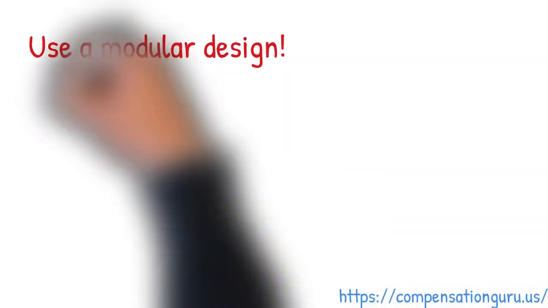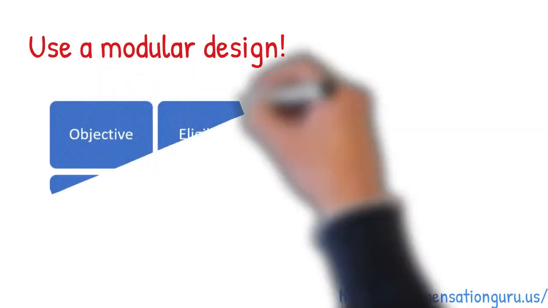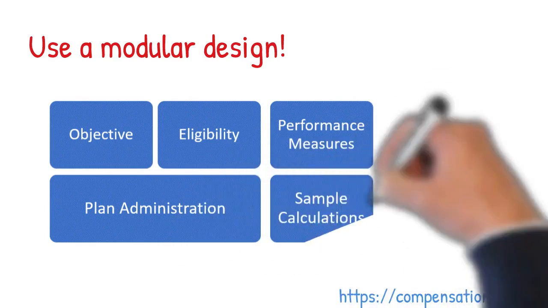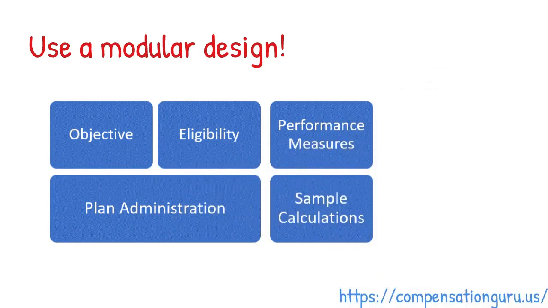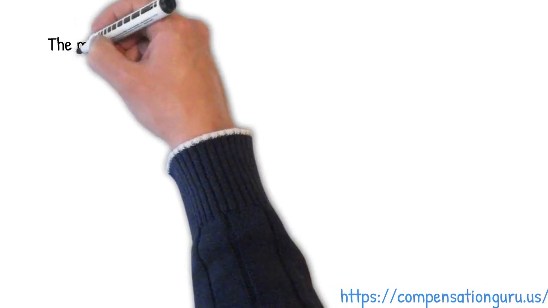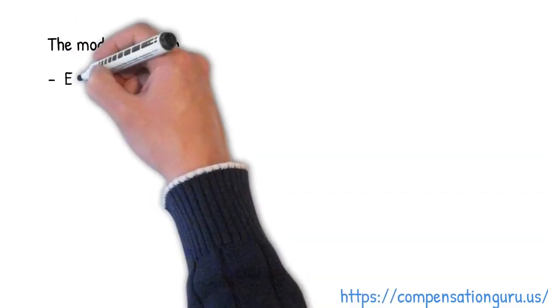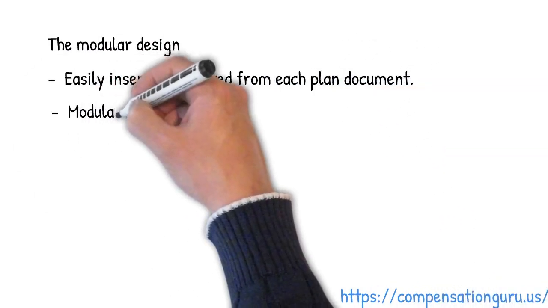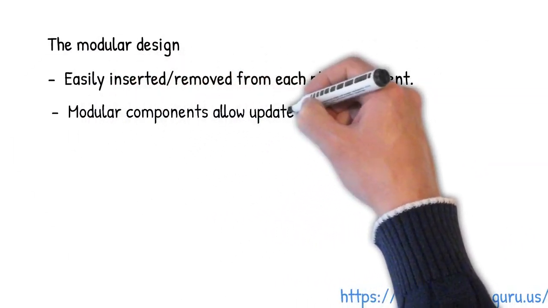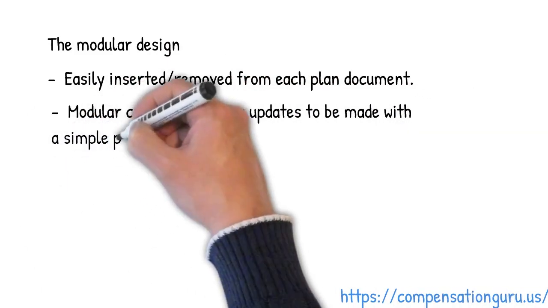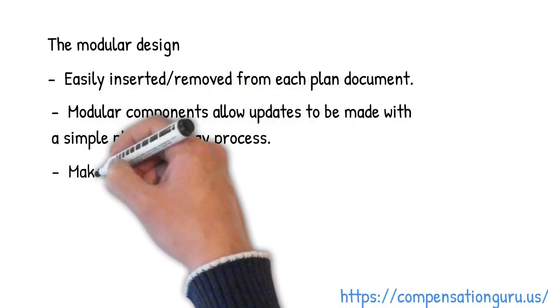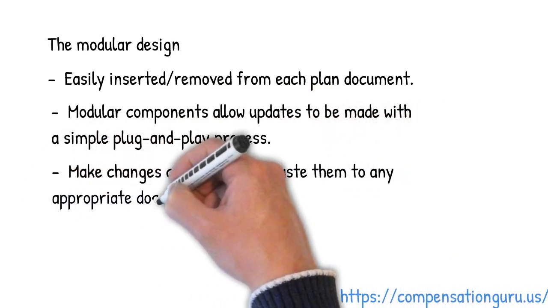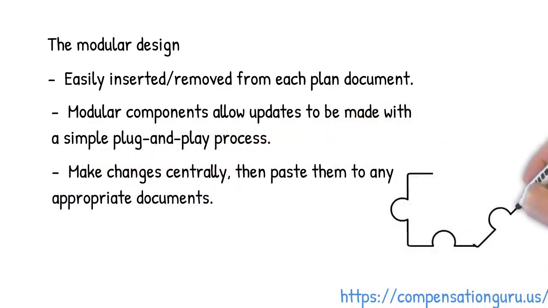Another trick that I found to be helpful is using a modular design. There is a reason why so many business models use modularity to make their business scalable and successful. The modular design means something can be easily inserted or removed from each plan document. Modular components allow updates to be made with a simple plug-and-play process. Therefore, you can make changes centrally, then paste them to any appropriate documents.